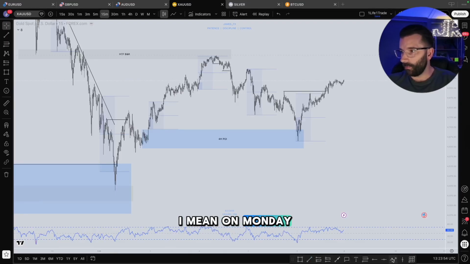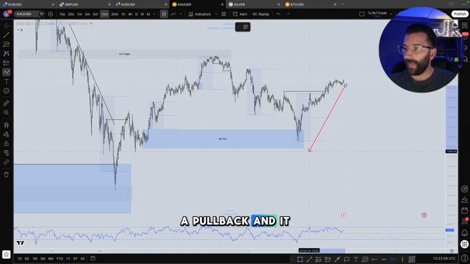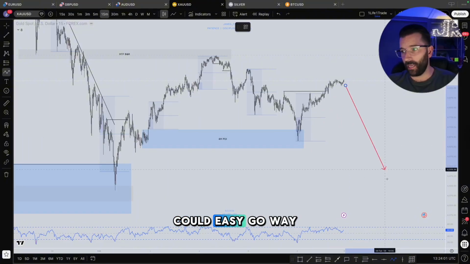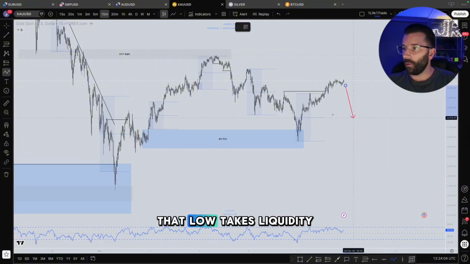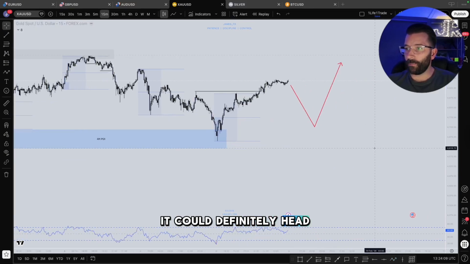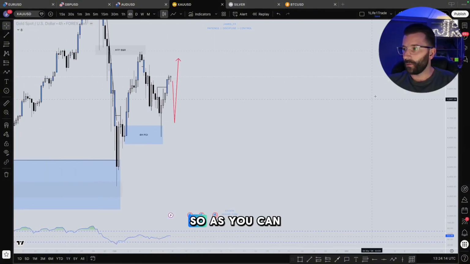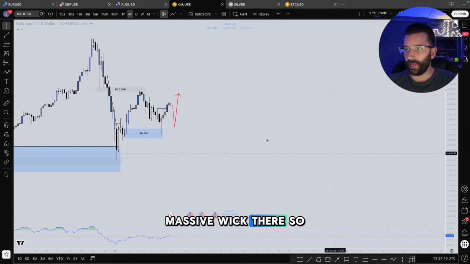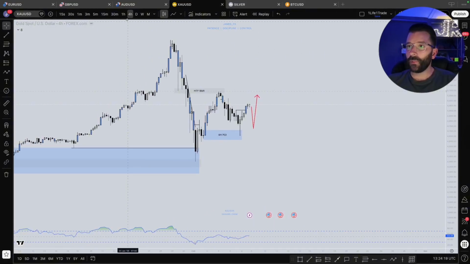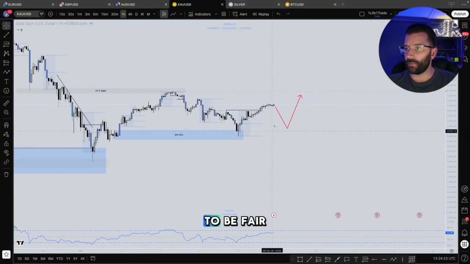On Monday, I would have thought it would definitely have a pullback. But if it has a pullback and it doesn't break that low, because we don't know, it could easily go all the way down. If it doesn't break that low, it takes liquidity, it could definitely head back up. Let's go on a 4 hour and see what Friday looks like. As you can see, you've got that massive wick there. That's not really telling me too much on the hourly. Yeah, it doesn't look too nice, to be fair. So we'll see how it plays out. If it stays down here and breaks it again, then we could be going back bullish.